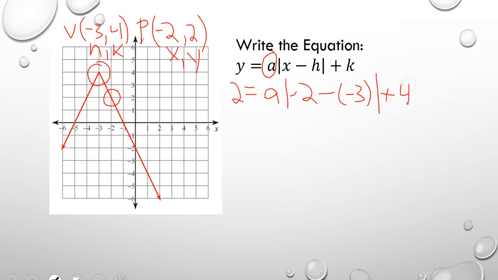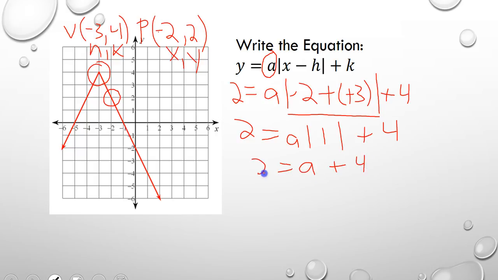So it'll be +4. So first thing I have to do is clean this absolute value up. So -2 minus a -3. We have minus a negative, that'll turn to a plus. And then I just clean up -2 plus 3, which is 1. I can't forget that I still have to take the absolute value of that number. I know the absolute value of 1 is 1, and 1 times a is just a. So I'm just going to put a plus 4 is equal to 2.